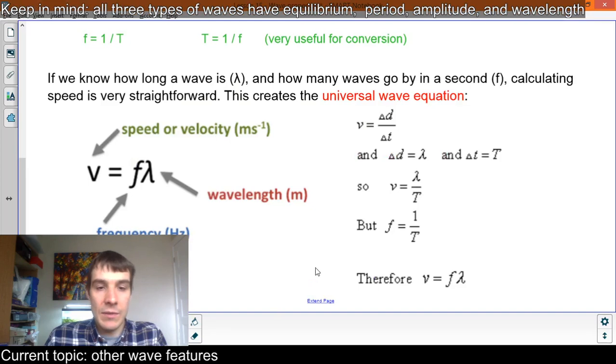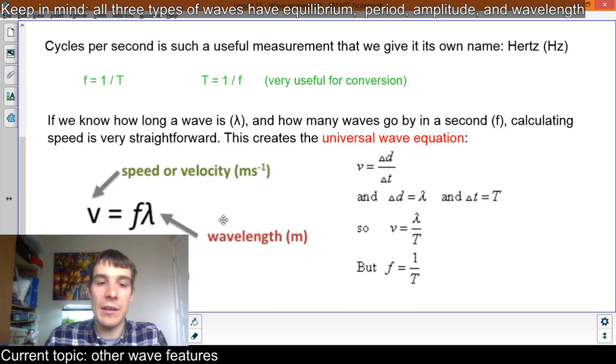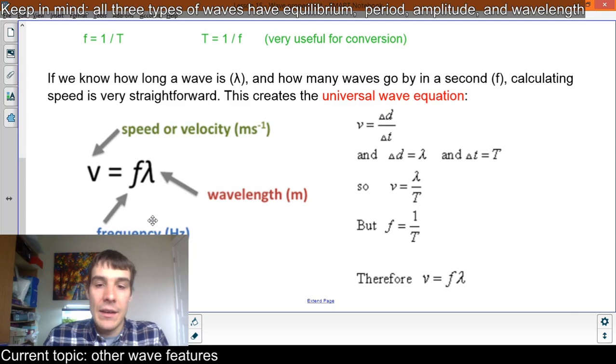That's called the universal wave equation. Speed of a wave is the frequency times the wavelength. It's very important to note that that says nothing about the amplitude, right? The amplitude has no bearing on this wavelength. So V equals F lambda. You can also get V as lambda over period. That's another option. So those are other wave features in the universal wave equation.